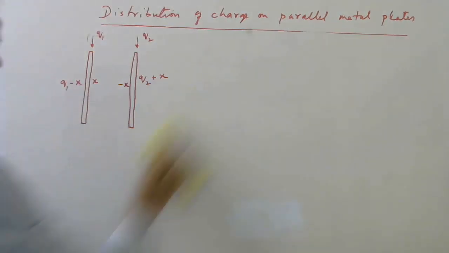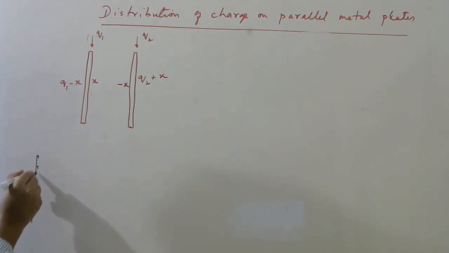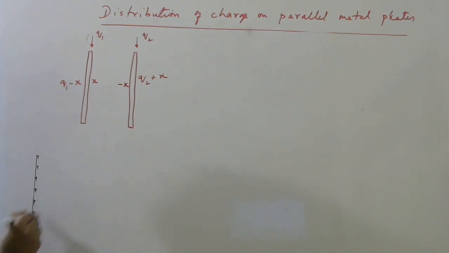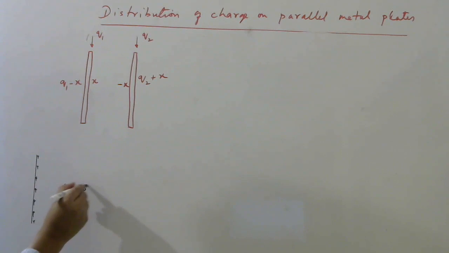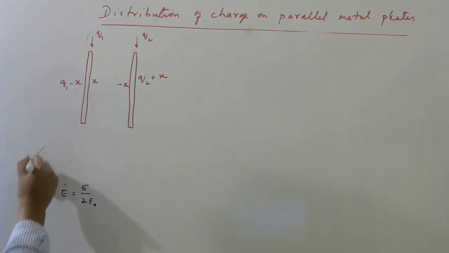So now do carefully. Let us go back and remember, the field due to a thin sheet of charge. If I give you a sheet of charge, what was the electric field here? Sigma by 2 epsilon naught. Remember? Sigma is the surface charge density.